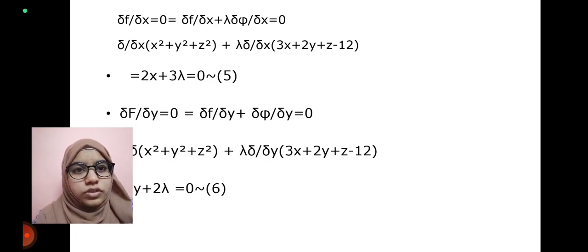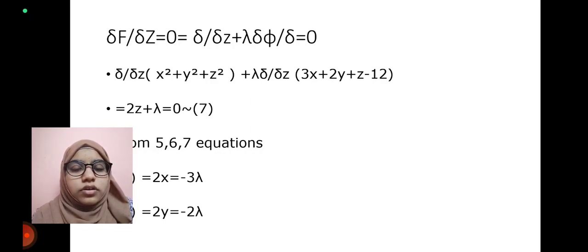Similarly, dou F by dou y equals 0 implies dou f by dou y plus lambda dou phi by dou y equals 0. That equals dou by dou y of x square plus y square plus z square plus lambda times dou by dou y of 3x plus 2y plus z minus 12. Now we differentiate with respect to y here. We get 2y plus 2 lambda equals 0. Let us consider it the sixth equation.